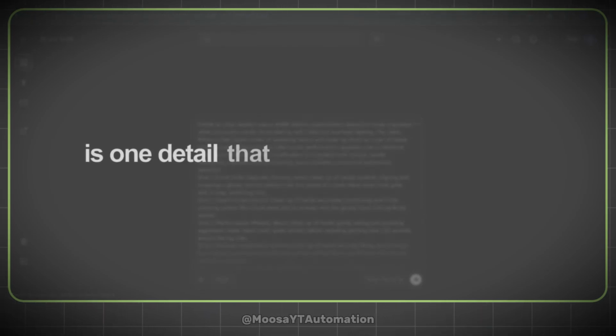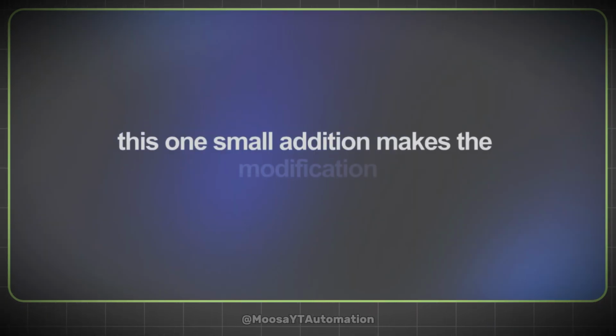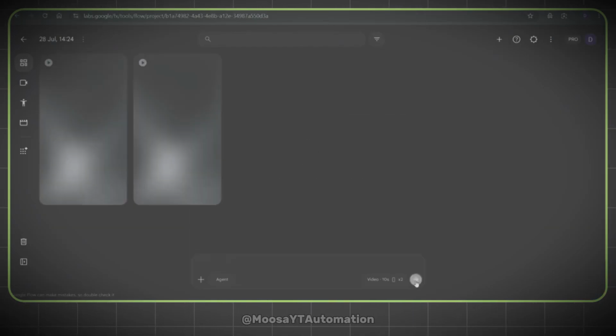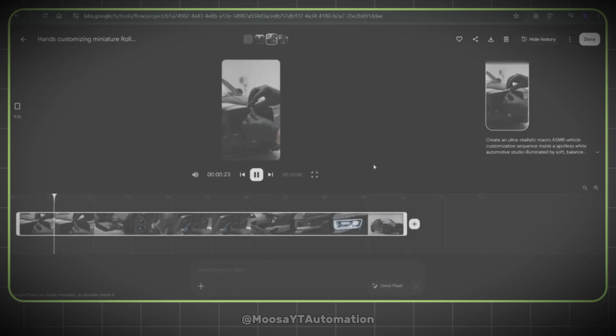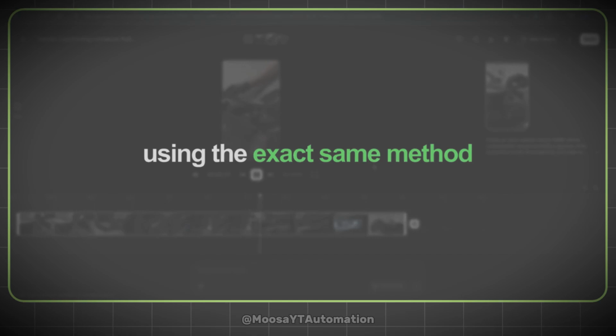And here's one detail that makes a real difference. Before the car name, add your desired color for the vehicle right here. This one small addition makes the modification sequence look significantly more cinematic and visually polished. Hit generate, and within seconds, your complete car modification video will be completely ready to go viral on the internet. Now watch another one I created using the exact same method.